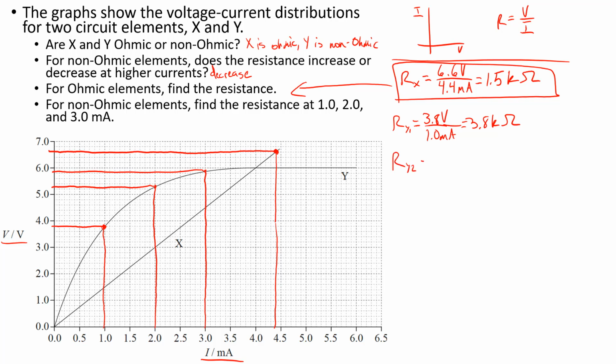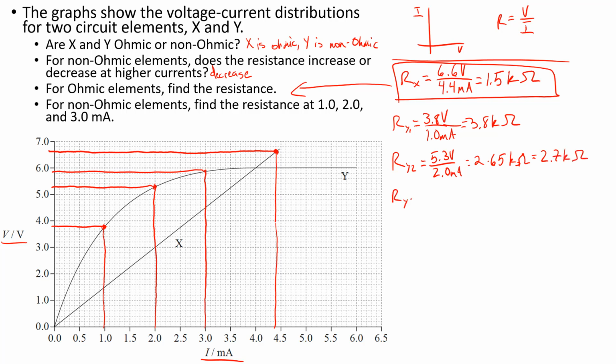Resistance of Y at 2, well, at 2 milliamps, that's right here, we're at about 5.2, 5.3. 5.3 volts over 2.0 milliamps. 5.3 over 2, 2.65, 2.65 kilo ohms. For 2 sig figs, it would be 2.7 kilo ohms.